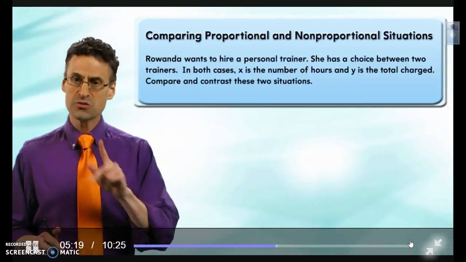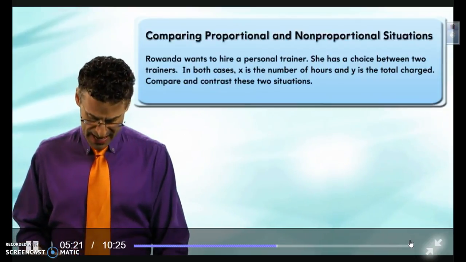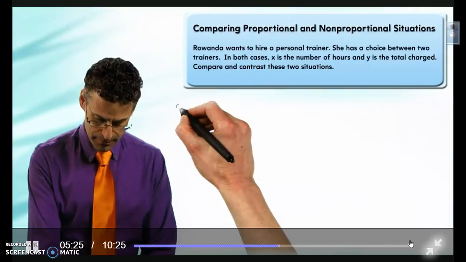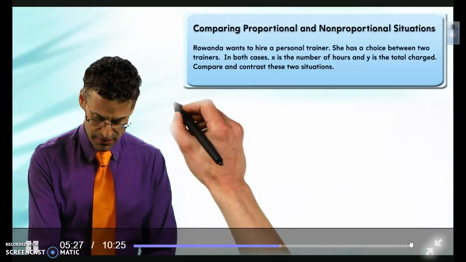Okay, so here's what we're given. For trainer A, we're told that the equation, this is for A.